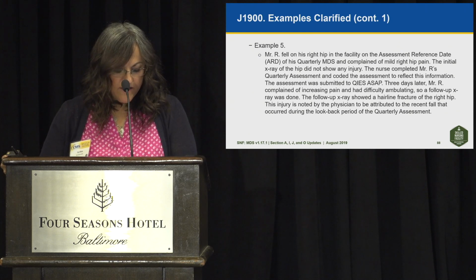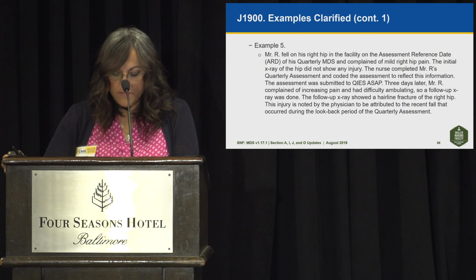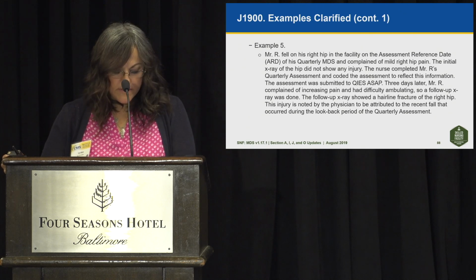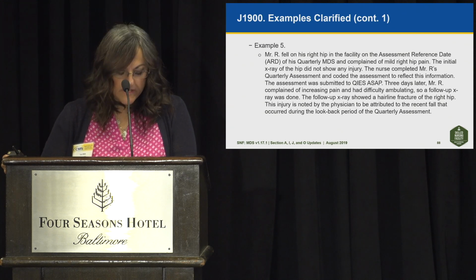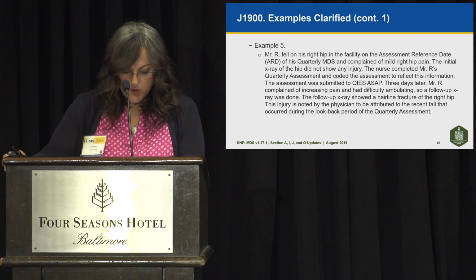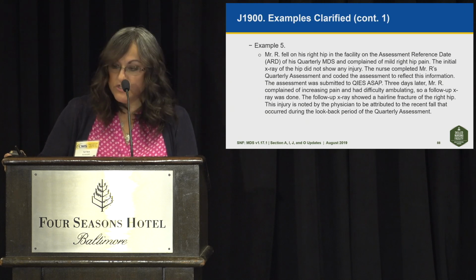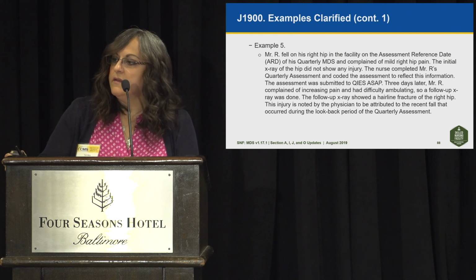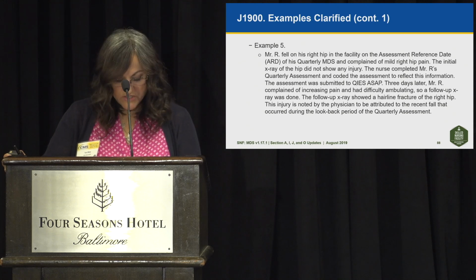And then for example 5, this example supports the idea that when a resident falls, an injury may not necessarily show up immediately after, and sometimes you may need to go back and correct an assessment that's been submitted to acknowledge that an injury did occur during that time frame. In the example in the manual, the resident fell on his right hip and the quarterly assessment was completed and submitted, showing no injury because the assessment of the resident and the initial x-ray didn't show any injury. But a few days later, the resident complained of increasing pain in the right hip and had difficulty ambulating, so a follow-up x-ray was completed, and that showed a hairline fracture of the hip.